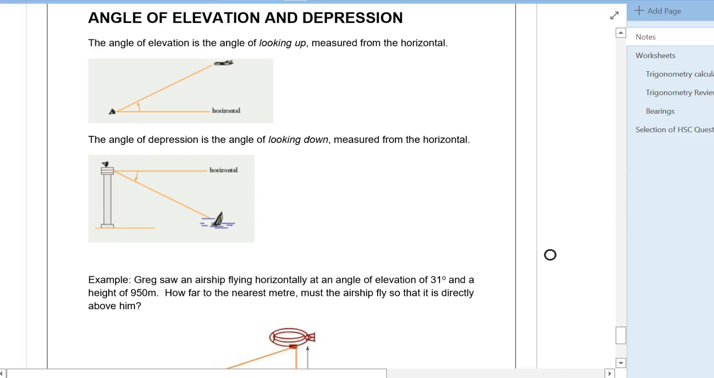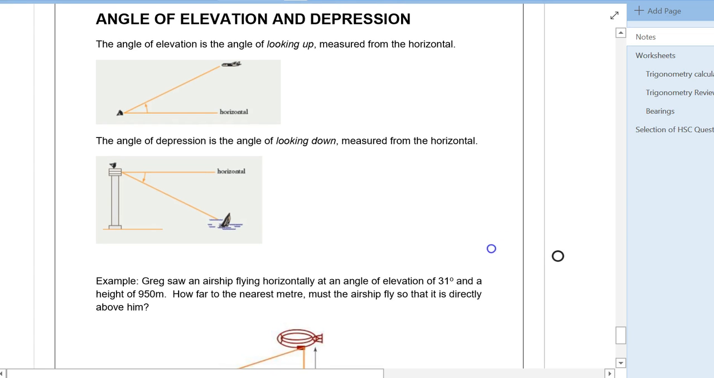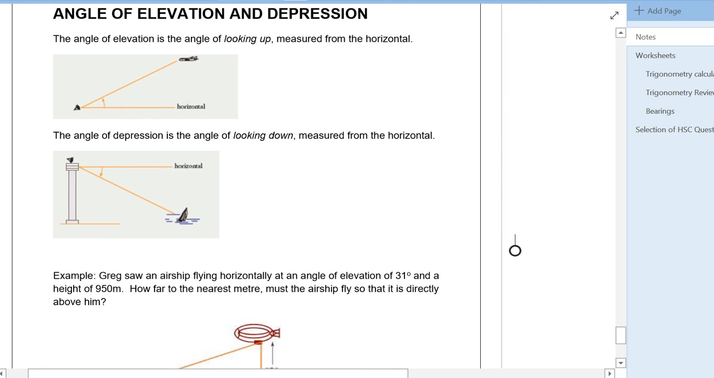Right, angle of elevation and angle of depression is actually easier, I think, than bearing, so maybe I should have done it first. But if we have a look at them, the angle of elevation is simply the angle between the horizon and looking up. And the angle of depression is between the horizon and looking down.